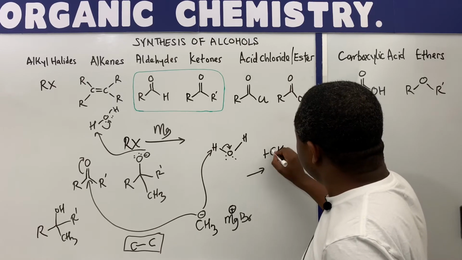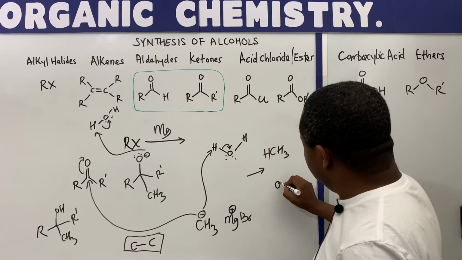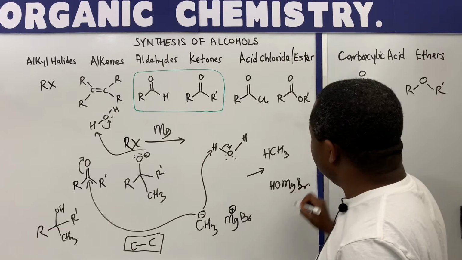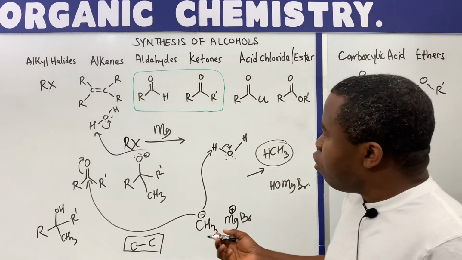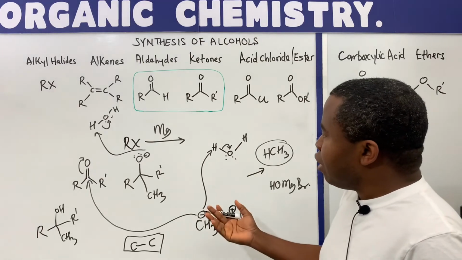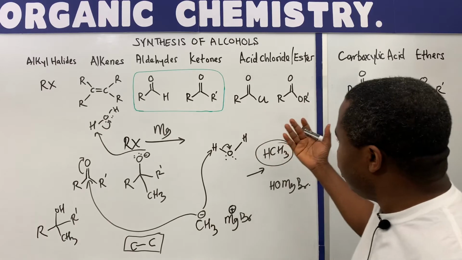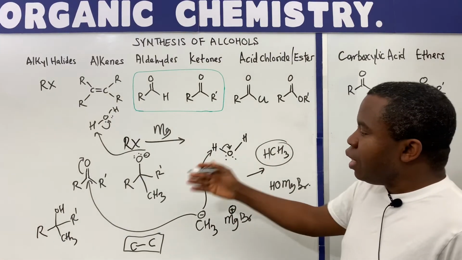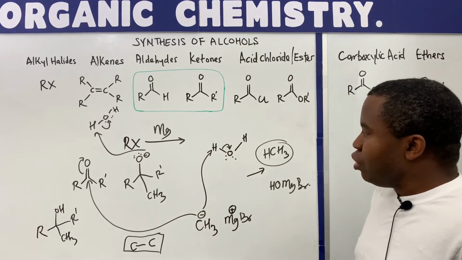We can form an alkane easily, along with OMgBr. And this is not our desired product. What we desire is to form an alcohol by the reaction of Grignard reagents with carbonyl compound, and not this one. So what this means is that if we are going to carry out this kind of reaction, the reaction must be carried out in an anhydrous condition.